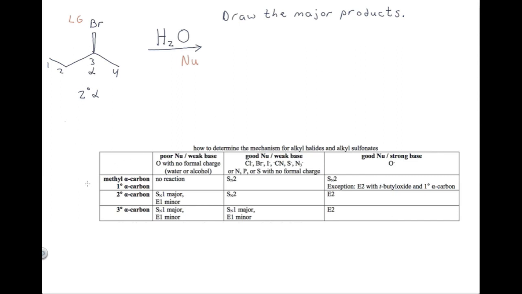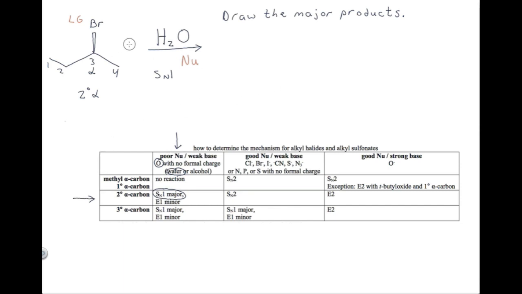Secondary alpha carbon puts us in the middle row of the table. And water, a neutral oxygen, puts us in the left-hand column of the table. So the major mechanism will be SN1. Make sure that you write that down, SN1. I think this is the first example where we've used this cell of the table. Middle row, left column, SN1.